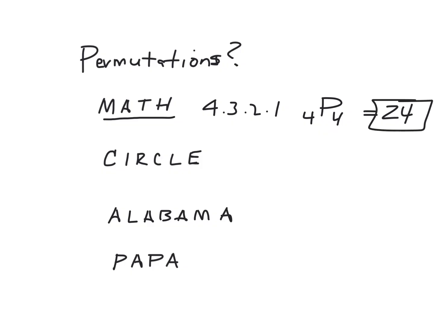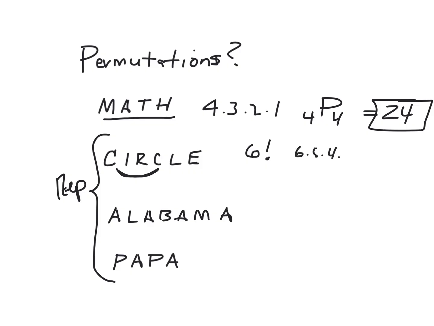The rest of these we have repetition. Repetition makes a difference here because in this case, I've got 2 C's, and I could switch these 2 C's around, and that would not change the arrangement of the letters or the word that is formed. So to do this, I've got 6 letters. So I'm going to do 6 factorial, which means 6 times 5 times 4 times 3 times 2 times 1.